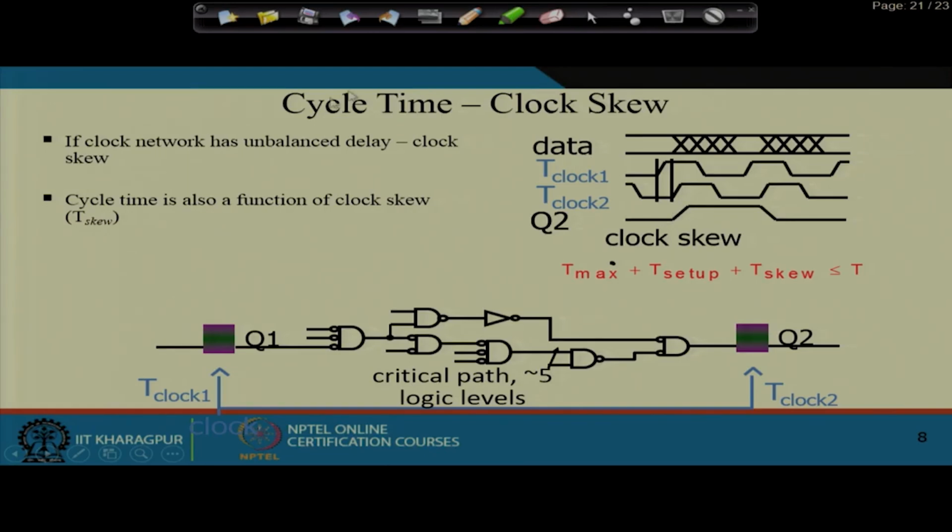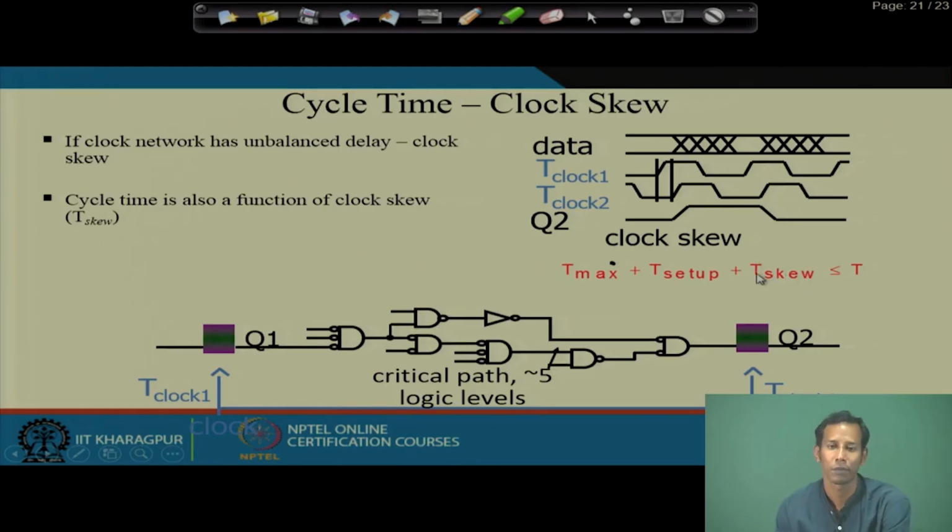So if there is clock skew, the minimum cycle time requirement will be T max plus T setup plus T clock skew. Unless we consider this skew, which is present in the circuit, the circuit will not work. If I consider only T max and T setup, the circuit will sample the data at a much faster rate, but because of the T skew it will not work perfectly fine.